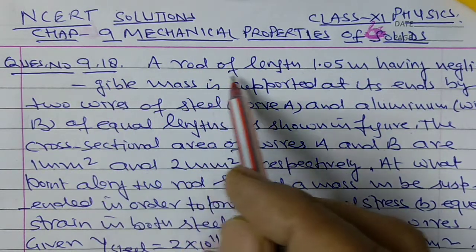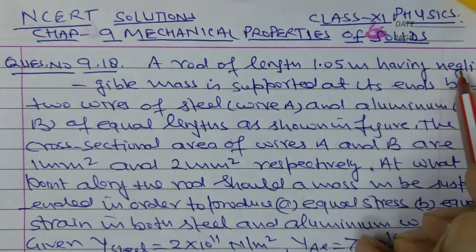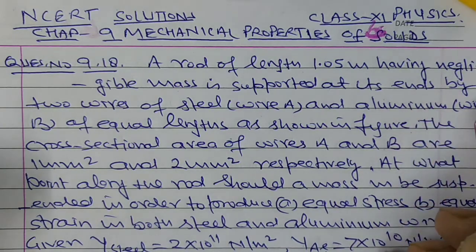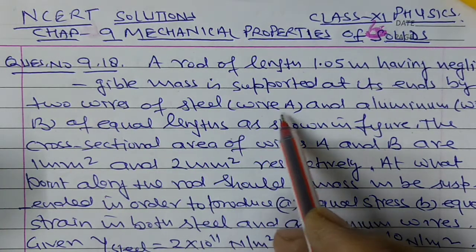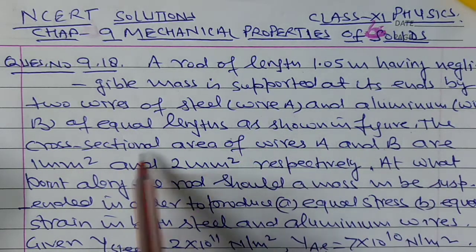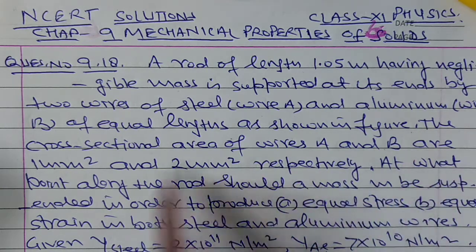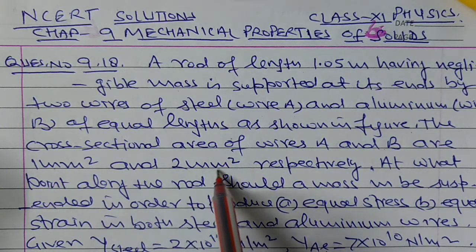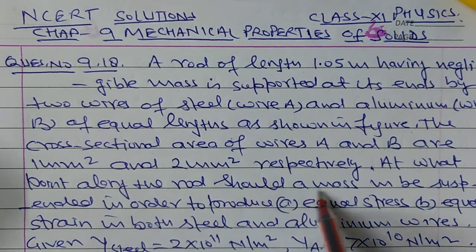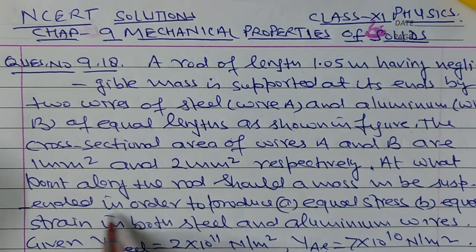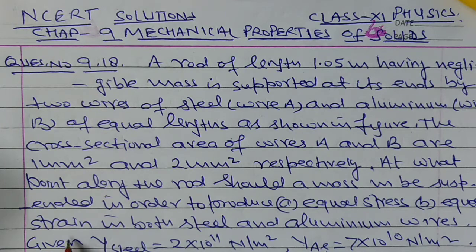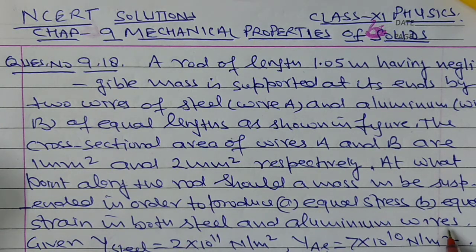Question number 18: A rod of length 1.05 meter having negligible mass is supported at its ends by two wires, steel wire A and aluminium wire B, of equal length as shown in the figure. The cross-sectional areas of wires A and B are 1 millimeter square and 2 millimeter square respectively. At what point along the rod should a mass M be suspended in order to produce (a) equal stress, (b) equal strain in both steel and aluminium wires?